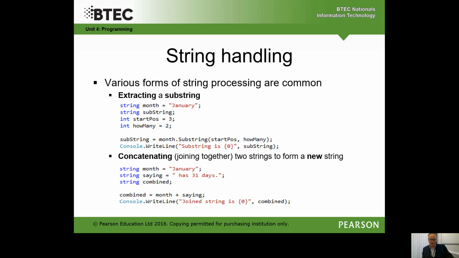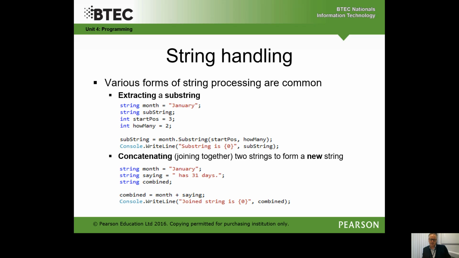Concatenating, which means joining together 2 strings to form a new string. You can see that example code at the bottom of your screen now. Concatenation is the process of joining things together. In programming, it's used to describe joining shorter strings to form longer ones. So in the example, we're going to join the string January with the second string, has 31 days. The output will give you the joined string: January has 31 days.